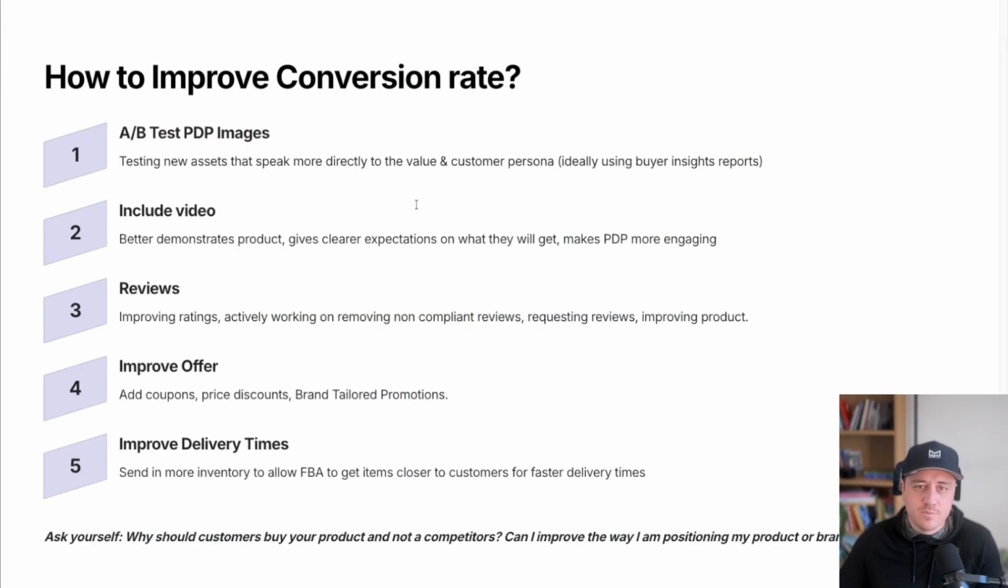And then lastly is improving delivery time. So this one is a little bit more on the operations side. The more inventory that you can send to Amazon's FBA, the better, because that allows Amazon to distribute your product to more customers across the country. So if you only have a few hundred units, or you're only replenishing like your 30-day, 4-week supply of units, that is not enough inventory for Amazon to spread it across the country.